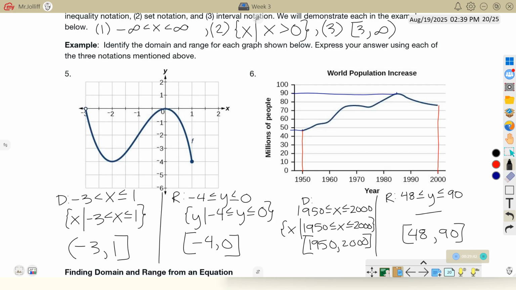Okay, I think we have a couple minutes left. I want to go over how to do this from an equation. We're going to do some algebra.